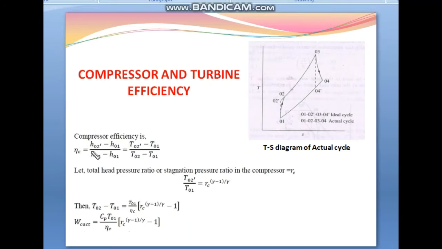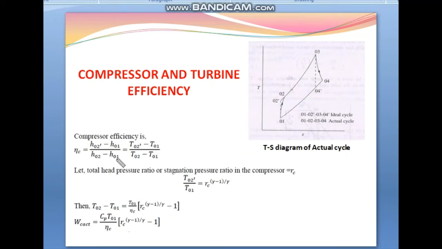Isentropic compression work, this is the isentropic compression work, that is 1 to 2 dash, by the adiabatic or actual compression work. That is the reversible adiabatic compression work by the irreversible adiabatic compression work. The isentropic compression work is the numerator, and in the denominator is the actual compression work. So this is the enthalpy, h2 dash minus h1 to h2 minus h1.